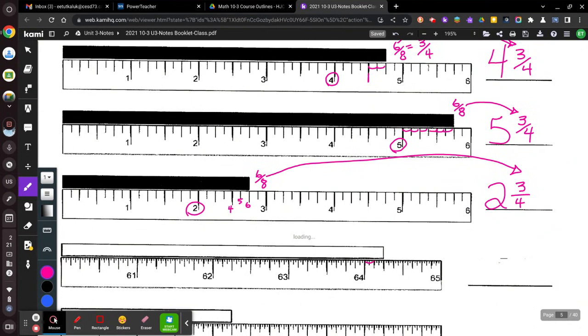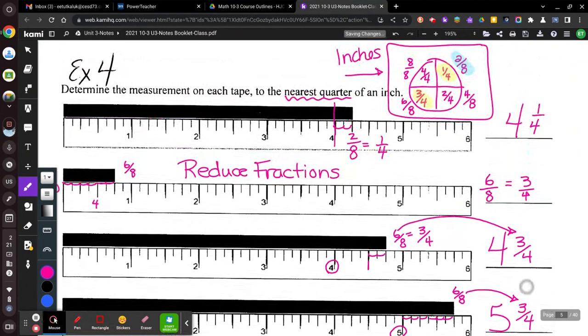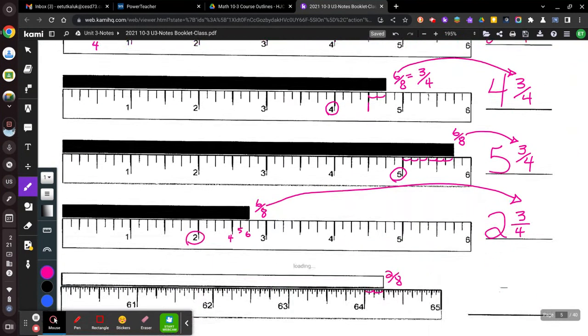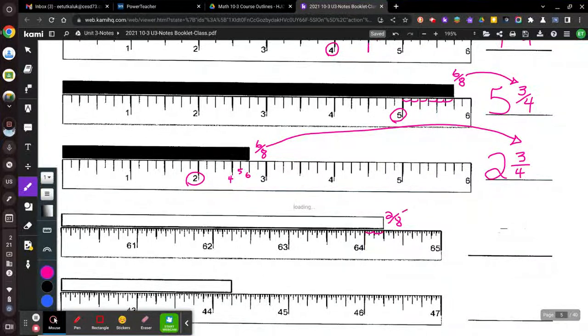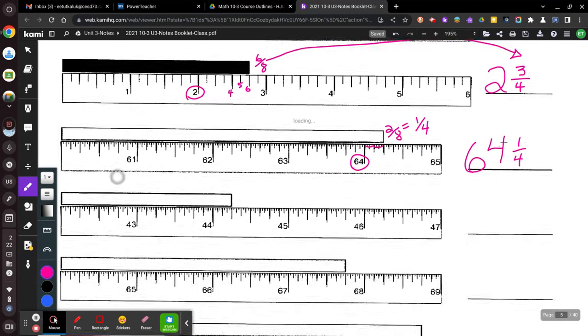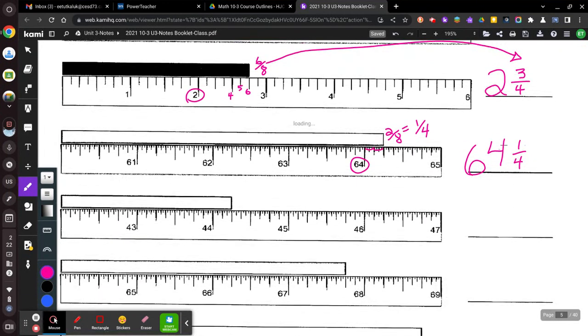This guy, 1, 2. This is a 2 out of 8. Let's look at our top. What does 2 out of 8 become? 1 out of 4. So this guy becomes a 1 out of 4. The number in front of him, 6, so 6 and 1 out of 4. So you always have to write the number in front of him. That's your big number. Okay, and your 2 out of 8 became the 1 out of 4.